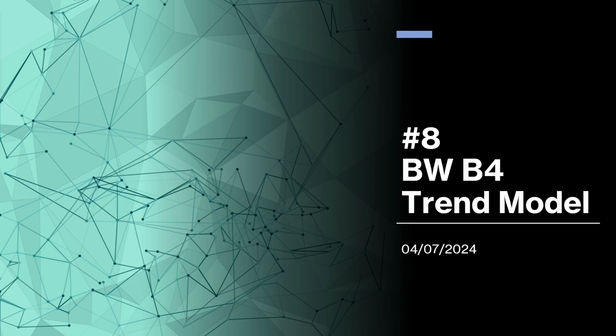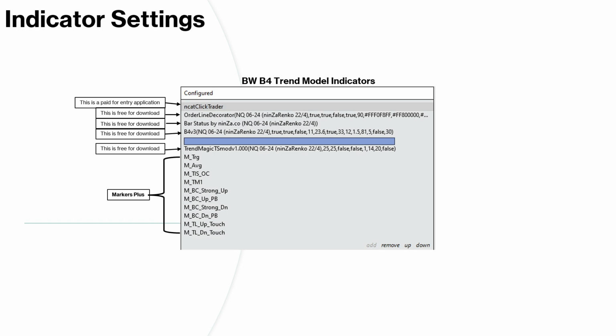All right, traders, here is the BWB4 trend model, or the black and white B4. It's 4/7/2024. All right, here are the indicator settings. This is everything that comprises the BWB4 trend model indicator.